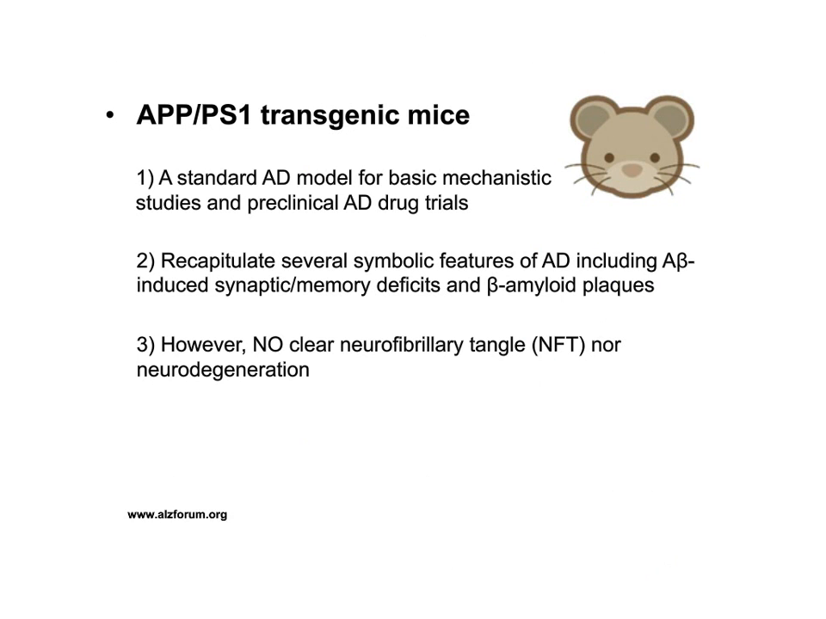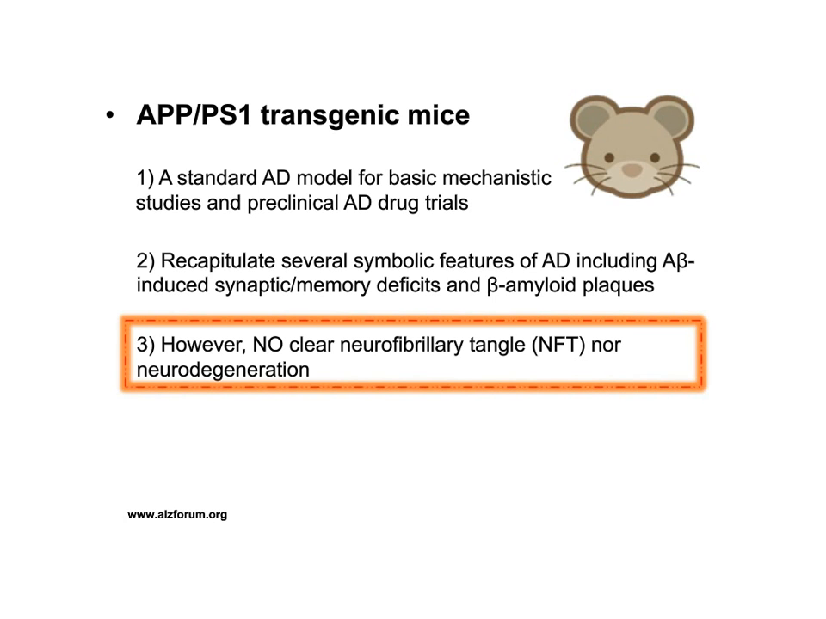This point is very clear if we look at the most popular Alzheimer's disease transgenic mouse models. These are the standard AD models for basic mechanistic studies and preclinical AD drug trials. These models harbor single or multiple familial Alzheimer's disease mutations and recapitulate cardinal AD pathologies, including beta amyloid plaque, cognitive impairment, synaptic and neural injuries, microglia activation, and even neuronal loss in some models. However, no clear neurofibrillary tangle nor neurodegeneration is observed in all of these models.